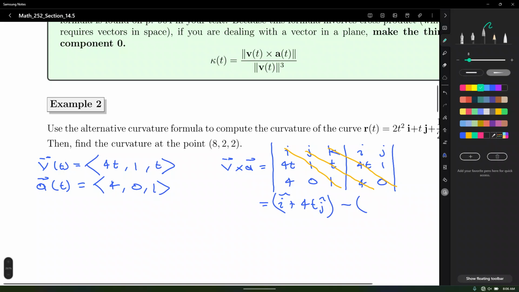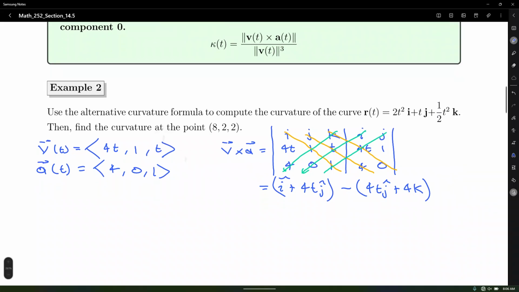That is j times 4t times 1, that is another 4t j. And then what's the next one? i times t times 0, that's just 0. k times 1 times 4, that's 4k. All right, the result for this is i. The j's get canceled because 4t j minus 4t j cancel, and then minus 4k. Which in component form, which is more convenient, that'll be (1, 0, -4). So that is the cross product between the two vectors.